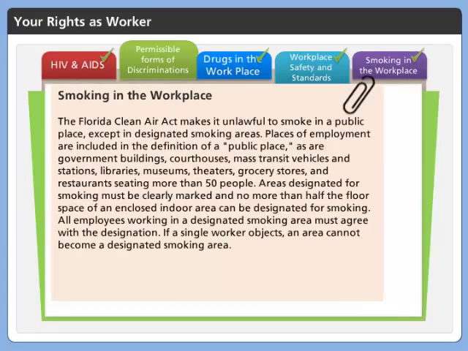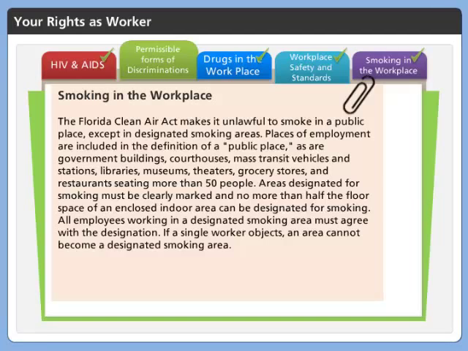Smoking in the workplace. The Florida Clean Air Act makes it unlawful to smoke in a public place, except in designated smoking areas. Places of employment are included in the definition of a public place, as are government buildings, courthouses, mass transit vehicles and stations, libraries, museums, theaters, grocery stores, and restaurants seating more than 50 people. Areas designated for smoking must be clearly marked, and no more than half the floor space of an enclosed indoor area can be designated for smoking.